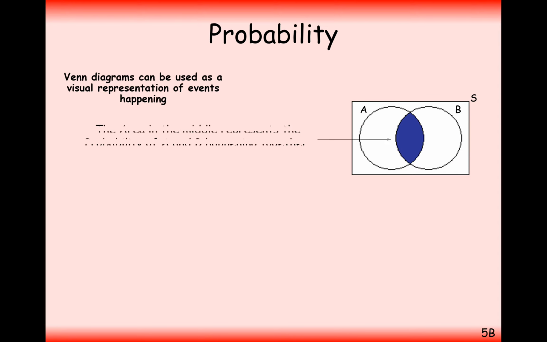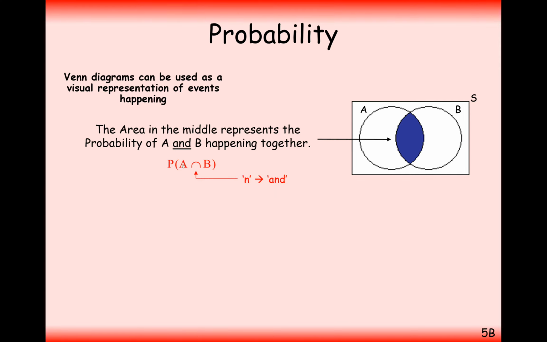Alright then, so let's have a look at what these regions mean. So the middle area here is the probability of A and B happening together. And that's this notation here. So it's probability of A intersection with B. I read this as probability of A and B. In other words, A and B. Okay, so the little N thing here, it's not an N exactly, it's an intersection symbol, but you think of it as an N.